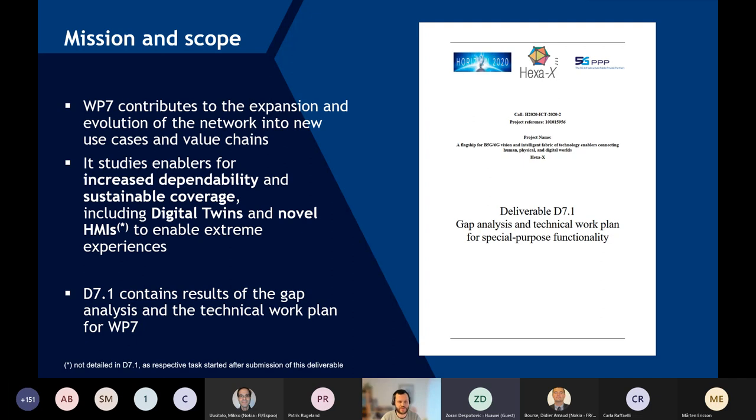And this is also what we presented in our first deliverable here. So we study enablers for increased dependability, for sustainable coverage, and also enablers for digital twins and novel HMIs, which were not detailed in this deliverable yet due to a later start of that task. But I'm still going to talk a bit about that as well in this presentation. And as I said, this first deliverable basically contains the results of our gap analysis of the alignment with the use cases KPIs, and then outlines what we intended to do in Work Package 7. And we will also give an update on that in this presentation now. As Mårten also said, all the partners contributing to Work Package 7 contributed also to this presentation. So I'm only presenting on behalf of basically the whole Work Package 7 crew here.